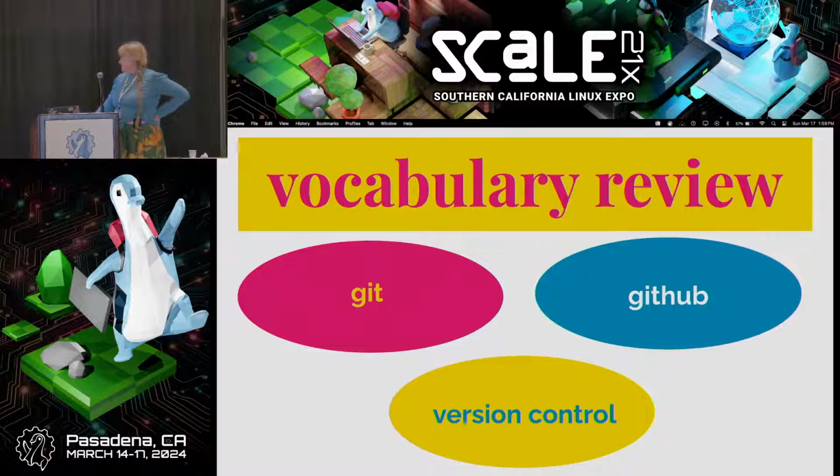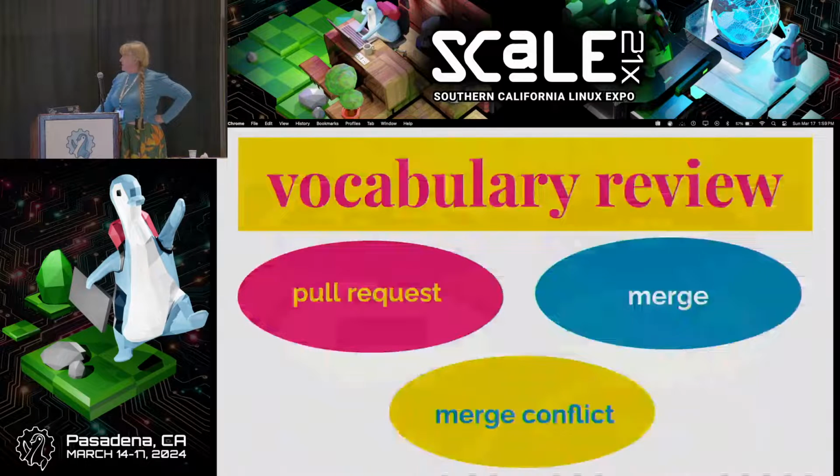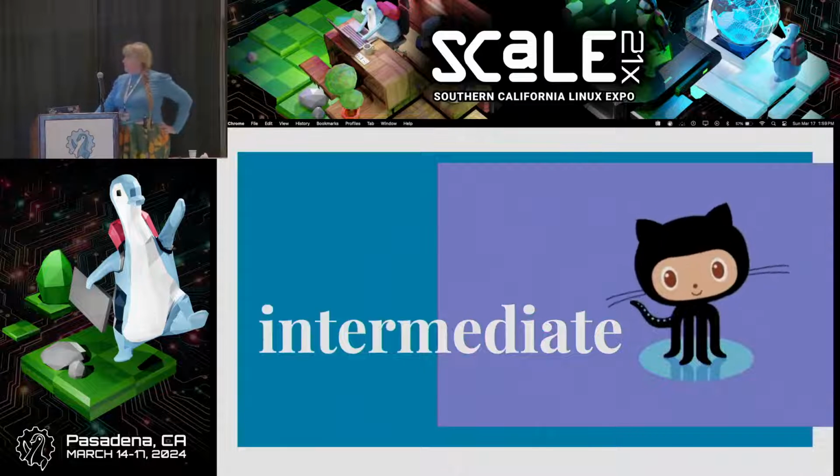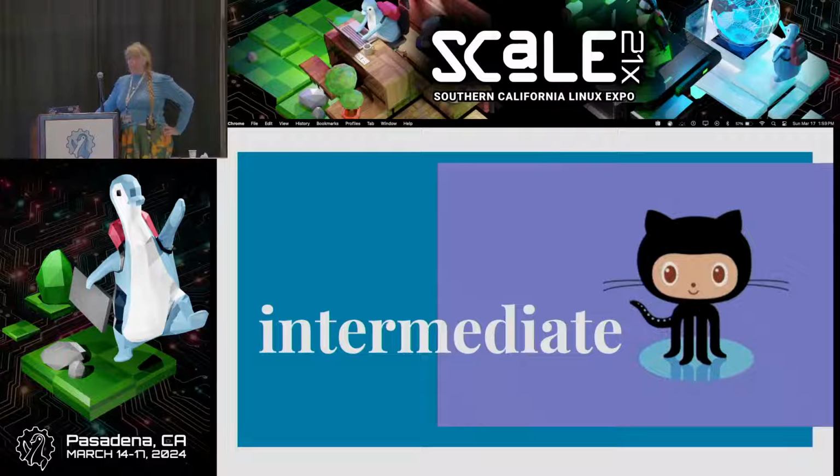Now we'll review the vocabulary. Pull request, merge, and merge conflict are our new ones. So now we're all the way up to intermediate. You still with me? Thank you.